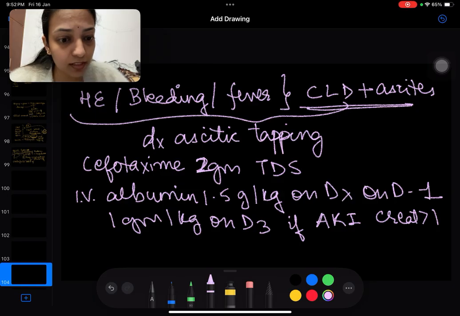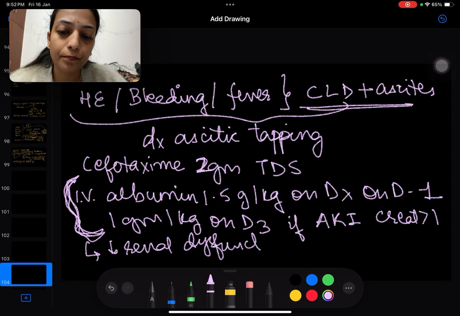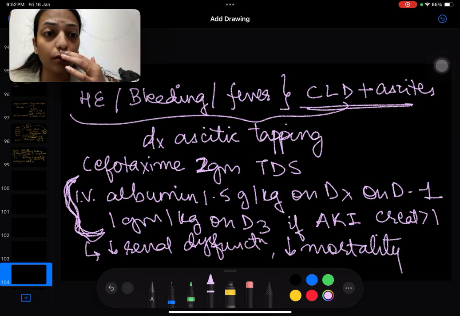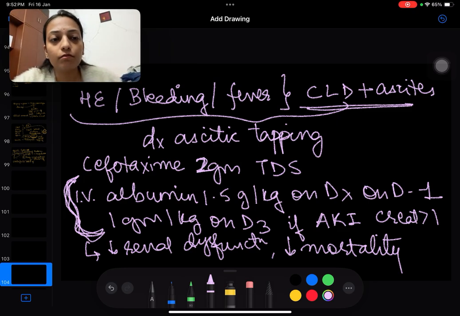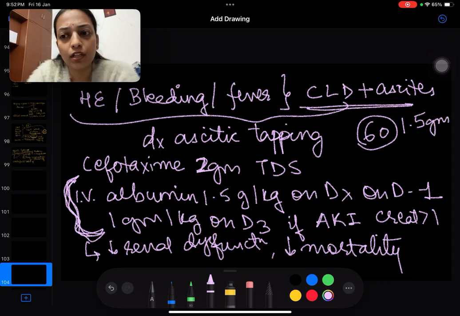So this thing is going to reduce renal dysfunction, right? It reduces renal dysfunction, and also it reduces mortality. But can you just figure out that such a huge quantity they are talking about already, right? Just imagine, if the patient is 60 kgs and you count 1.5 gram per kg, it comes down to 90 grams.